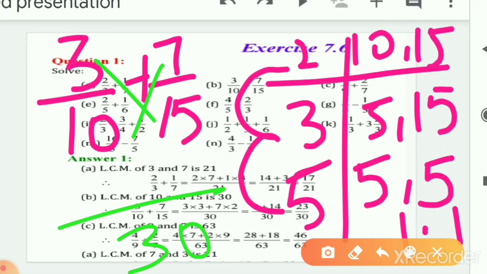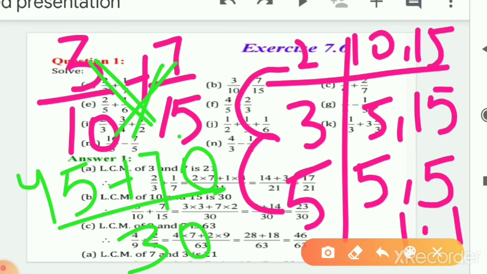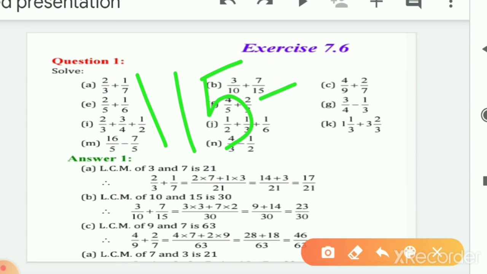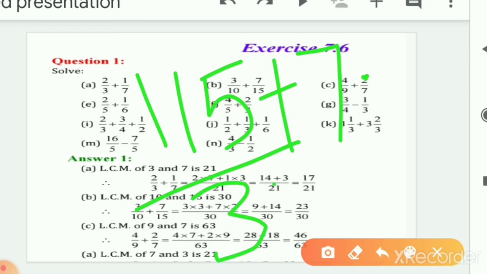Just multiply this 3 with 15. 15 threes are 45, plus 10 times 7 will be 70, right? So 70 plus 45 is how much? It is 115, divided by 30, right?